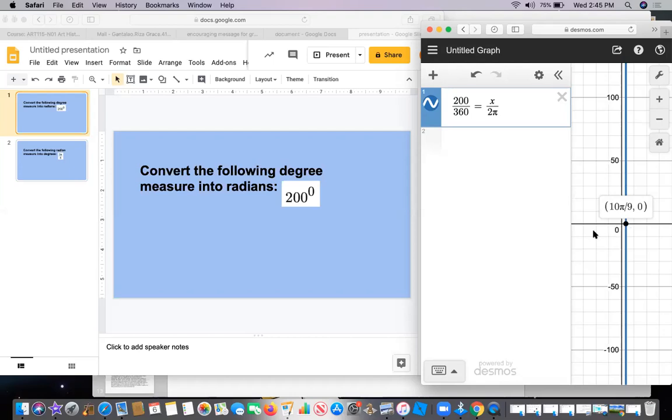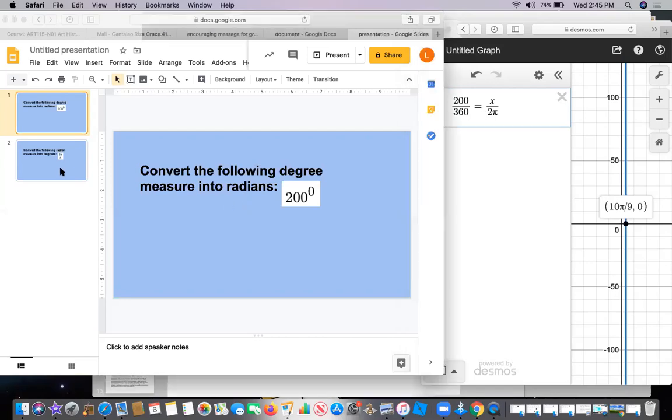All right, that's it. So that is just very easy. Just use the part over whole with radian as well as the part over whole with degree. So what if the question is like this? What if the question is like this? Convert the following radian measure into degrees. So what are we going to do?